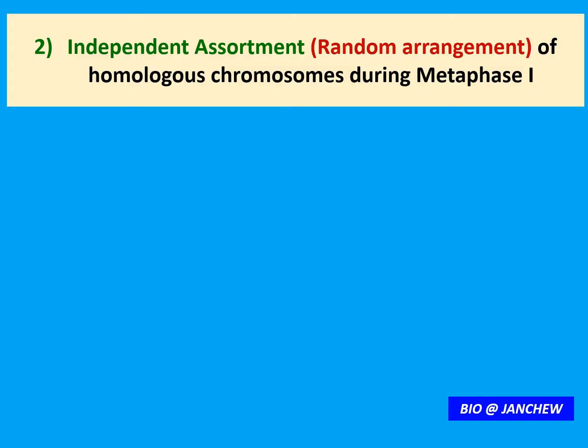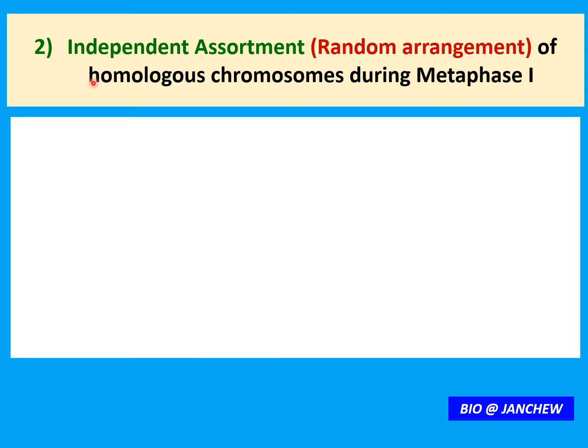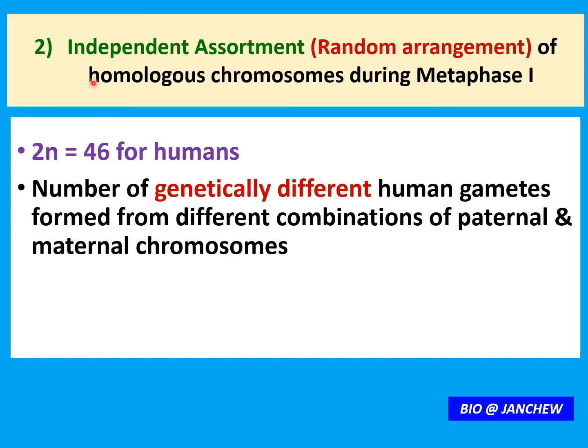Here's an interesting fact that may help us to understand better how the independent assortment of homologous chromosomes during metaphase 1 can cause variation. We know that in humans, the 2n number, or diploid chromosome number, is 46. Now, what is the number of genetically different human gametes that can be formed in an individual based on the different combinations of paternal and maternal chromosomes?